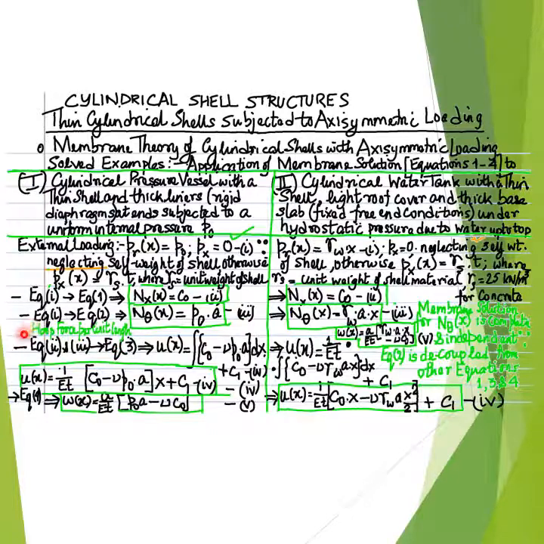Further, substituting from equations numbered Roman numerals 2 and 3 in case of both the solved examples into equation number 3 of the membrane solution summarized in the previous slide, we obtain a relationship for the unknown internal in-plane or membrane axial or longitudinal displacement u as a function of the coordinate x, as depicted by equation number Roman numeral 4 for both the solved examples.